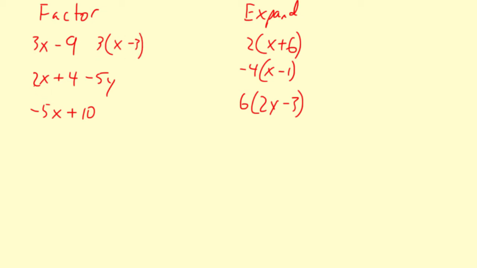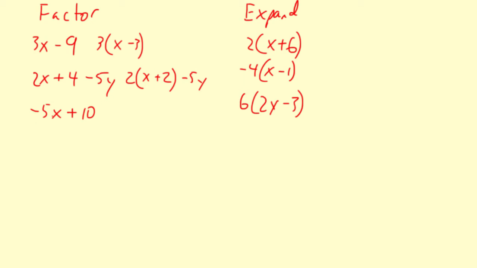The next one, 2x plus 4, well, the 2 is in common with the 2 and the 4. This minus 5y, that doesn't have anything in common. So what I'm going to do is I'm going to factor a 2 out of the first two terms. So put a 2 here. Then what's left? Well, 2 times what makes 2x? Well, that's x. And then plus 2 times what makes 4? Well, it's 2. So a 2 goes there. And then the negative 5y comes afterwards because we're not factoring out a 2. We just leave that one alone.